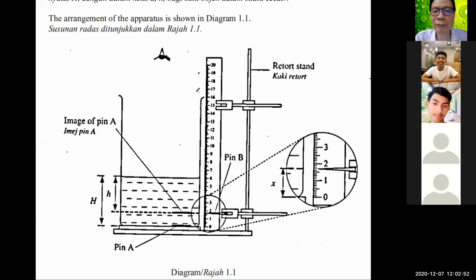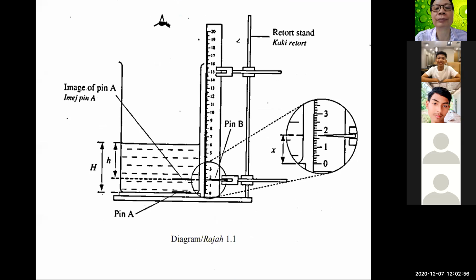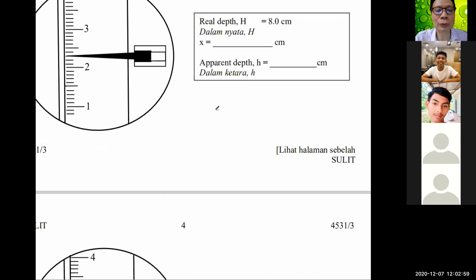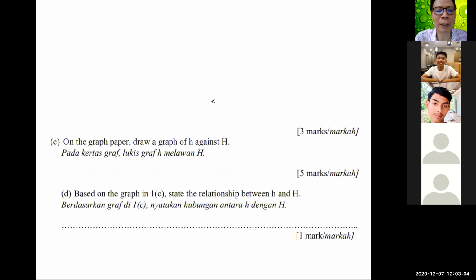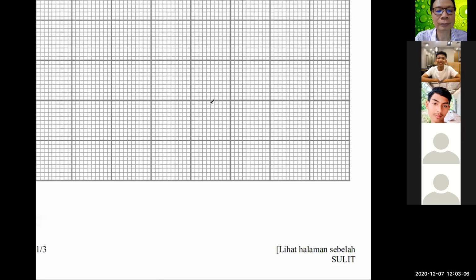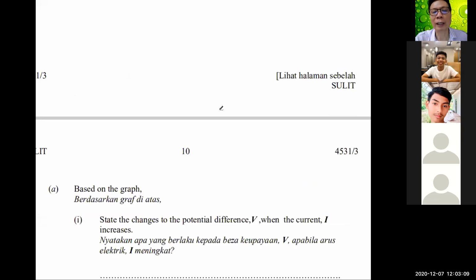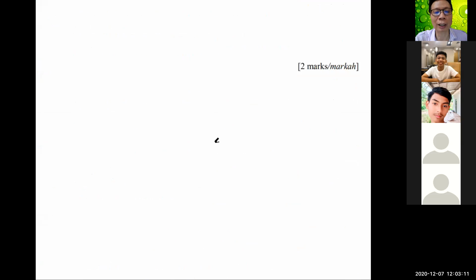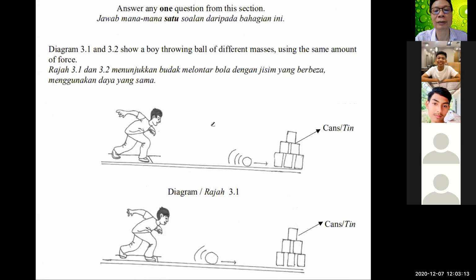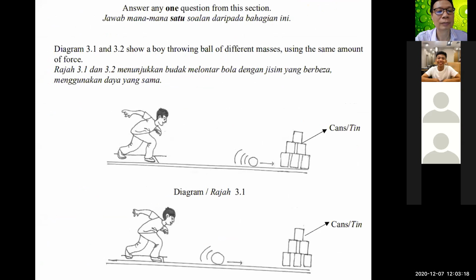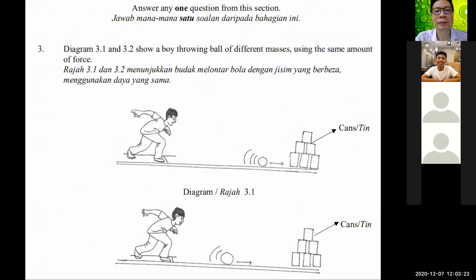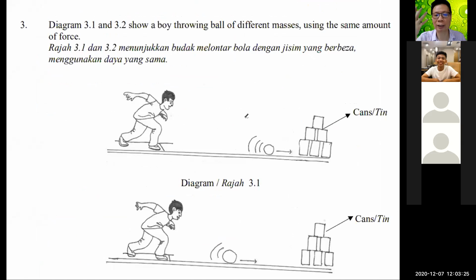I want to start with the experiment question. Pick up your foolscap paper to answer question number 3, the experiment question. You all cannot run away one, you have to answer the experiment one. Come, look at this question. Read the question, you all. This experiment is something to do with what?